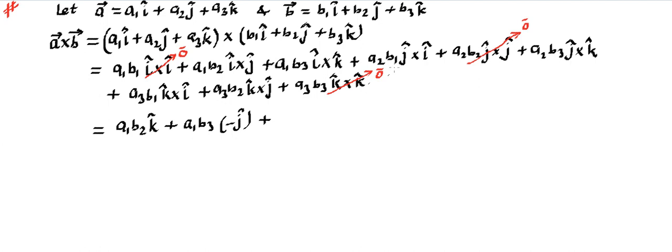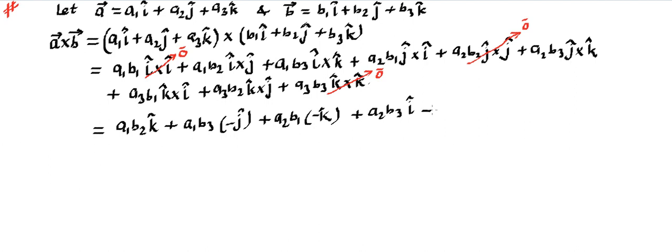Then we can proceed to the next term, which is j cross i. So j cross i is minus k cap, so it's going to be a2 b1 minus k cap. Similarly, we can further move and write the next non-zero term, which is a2 b3, and it is coming as j cross k. j cap cross k cap is i cap. You can see that from the circle or from the previous calculations.